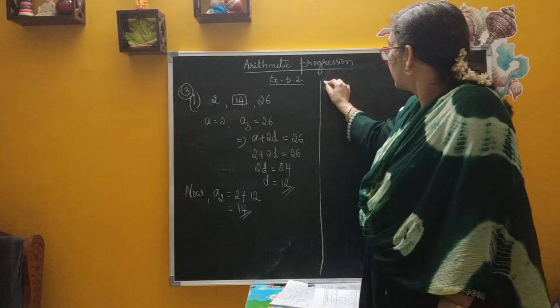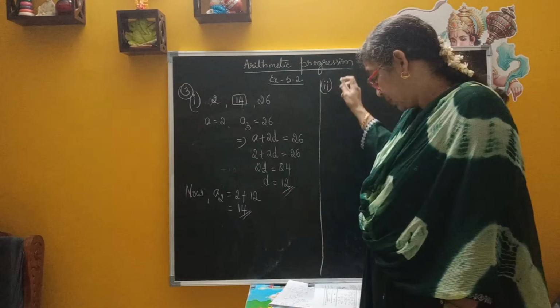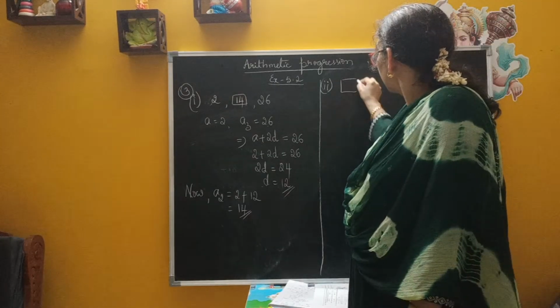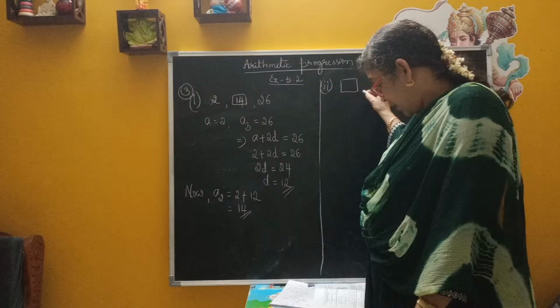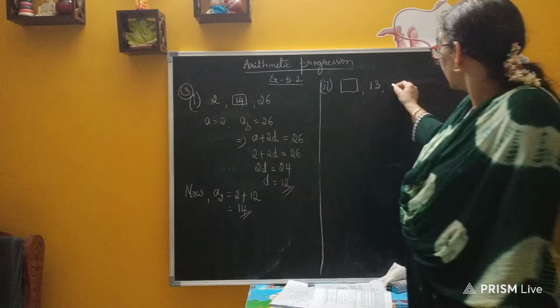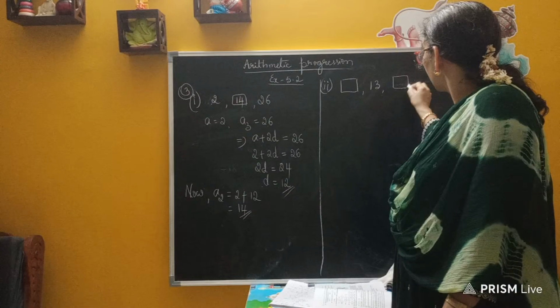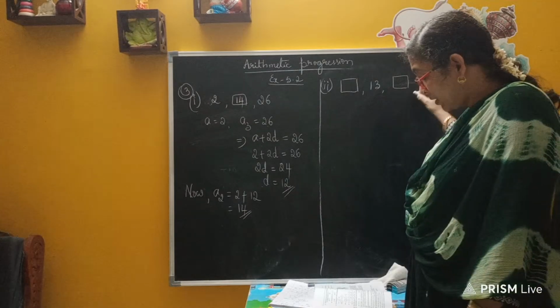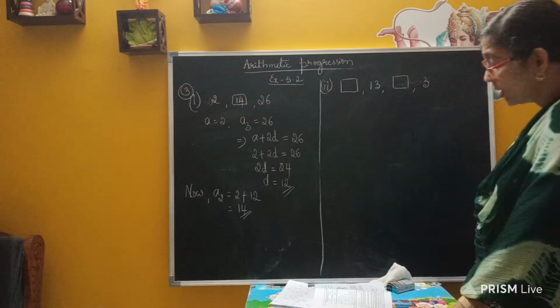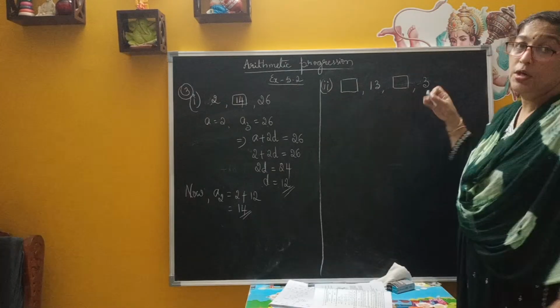Second one. Dash, this blank. Next 13. Again blank. Then it is 3. What do you observe in this AP? It is in decreasing order.